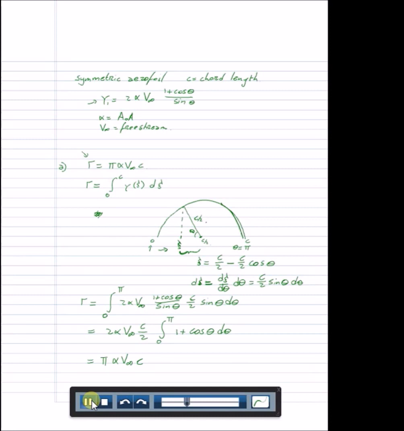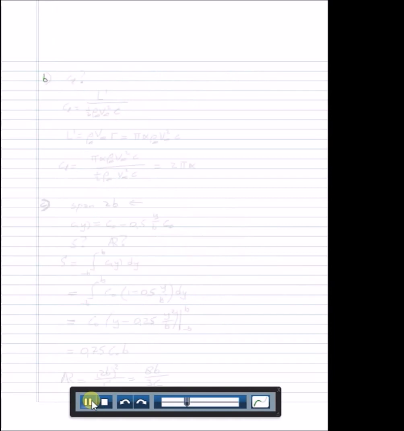That was for an aerofoil. We're still looking at that aerofoil. And question B: find an expression for CL. CL is the lift coefficient of the two-dimensional aerofoil. So we need to evaluate what that is.